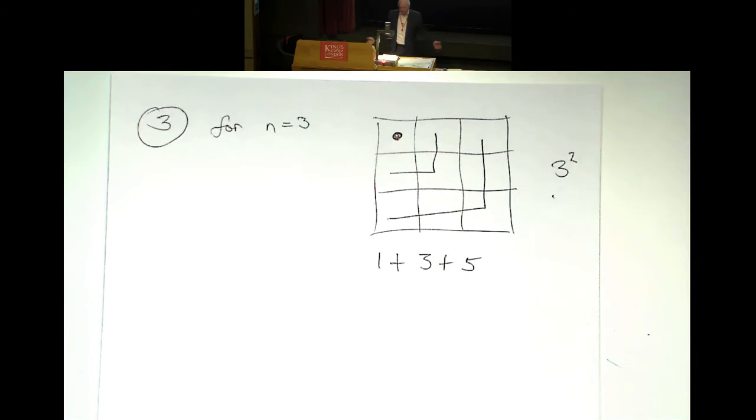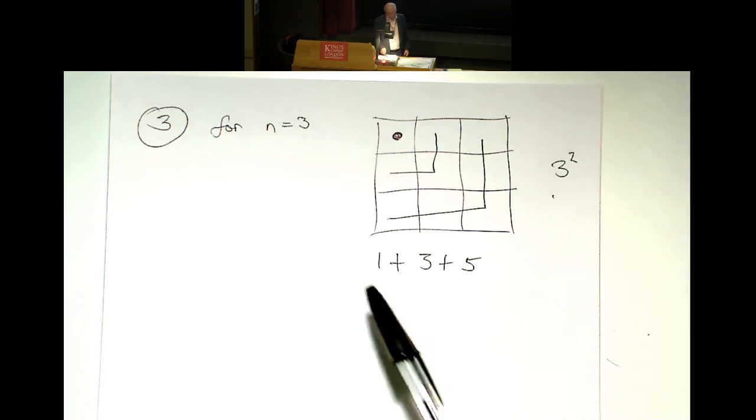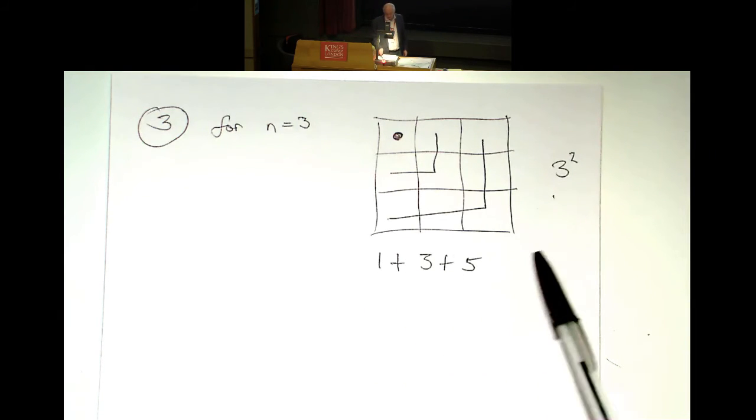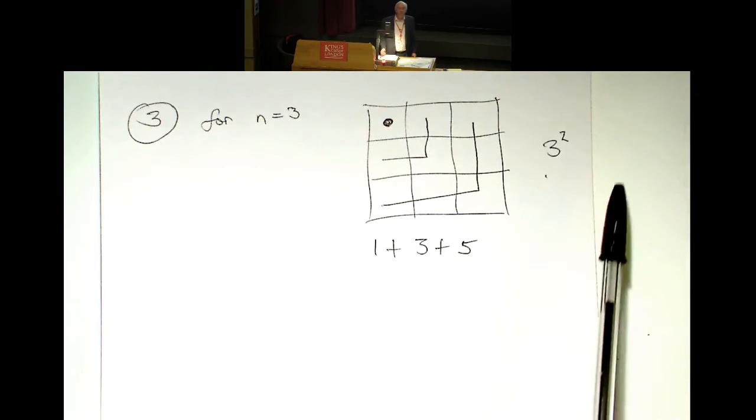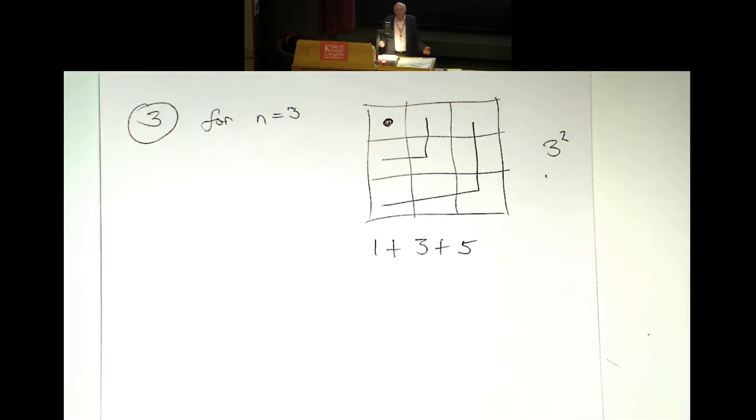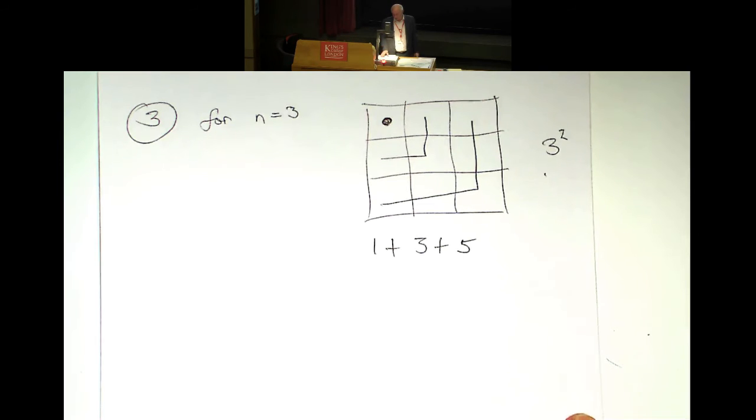And that is, in my view, a proof. Although I've only done one case, anyone who looks at this picture will understand that if I now have a 4 by 4 square, I've added on 7, and that will be 4 squared. So this, in my view, is a proof. You might not agree, but I think this is a proof.